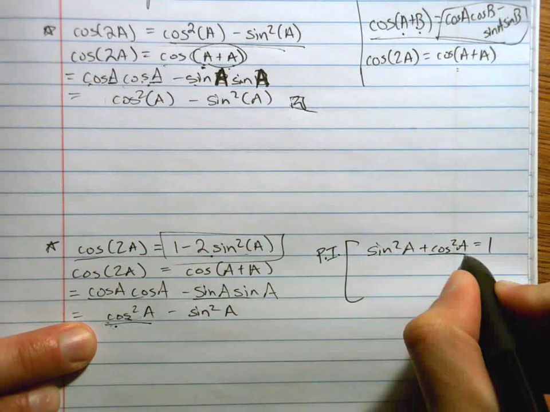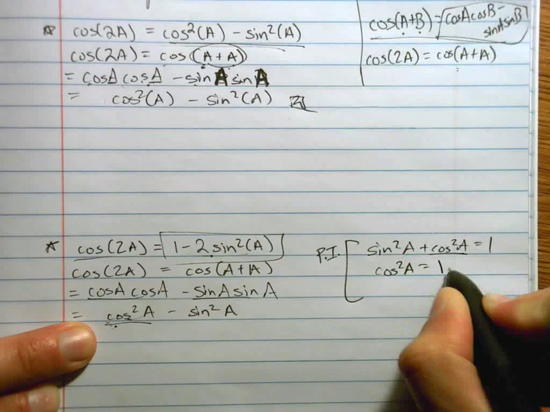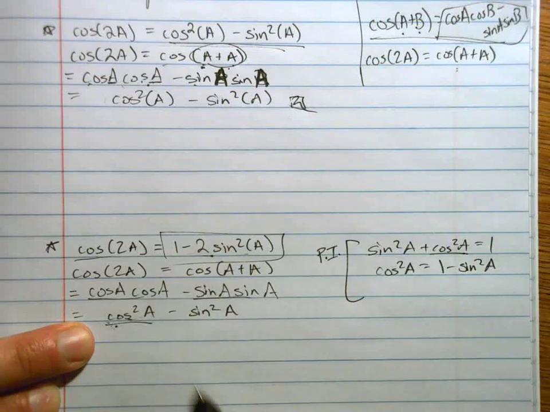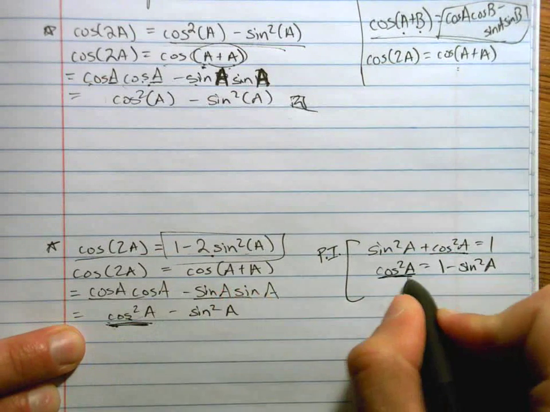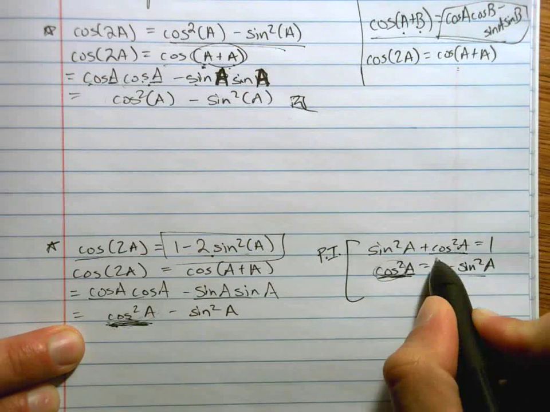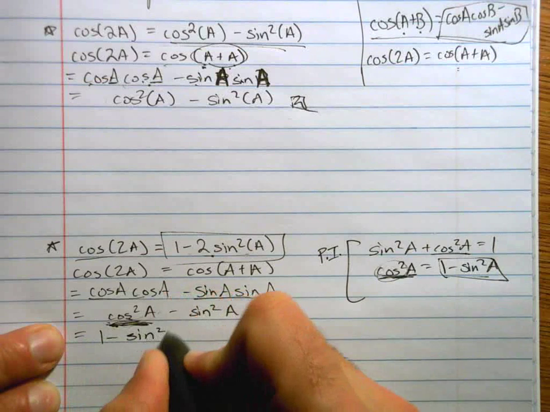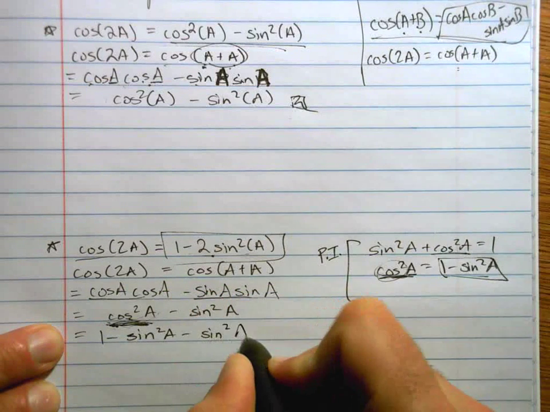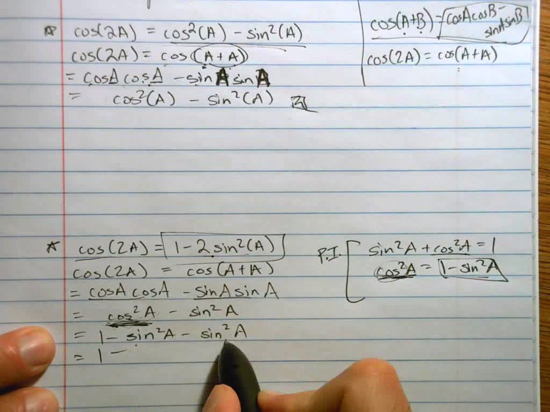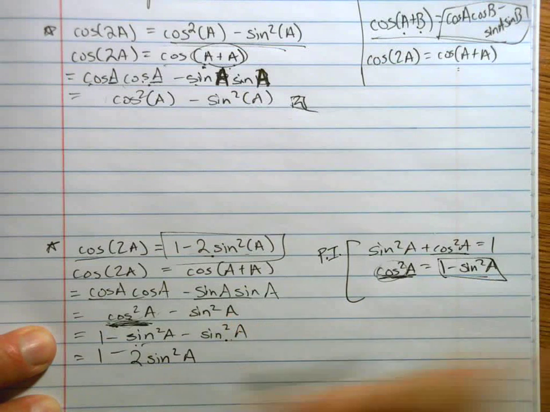Well, I'll substitute it. So I can say cosine squared is the same as 1 minus sine squared. And if these are really the same, then instead of writing this, I can write that instead. I'm going to write 1 minus sine squared a, minus sine squared a. So I've got 1 minus, how many sine squareds do I have? Yeah, I've got 2 sine squared. So I've got 1 minus 2 sine squared a, and I'm done with that one.